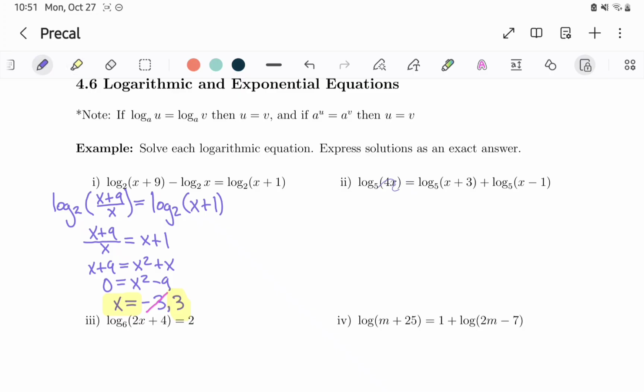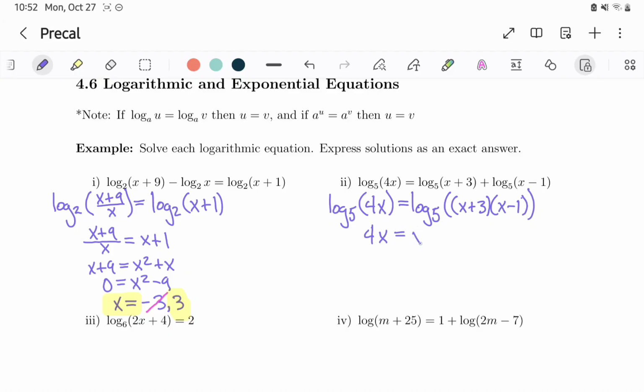All right. Next, we have log base 5 of 4x equals log base 5 of x plus 3 plus log base 5 of x minus 1. Again, we can use the properties of logarithms to write what we have on the right-hand side as a single term. We can use the product property to write this as log base 5 of 4x equals log base 5 of (x plus 3) times (x minus 1). Then we can use the note at the top to say that this is the same as the equation 4x equals (x plus 3) times (x minus 1).